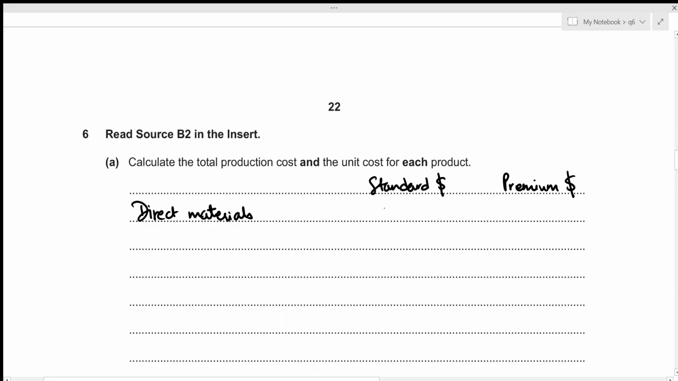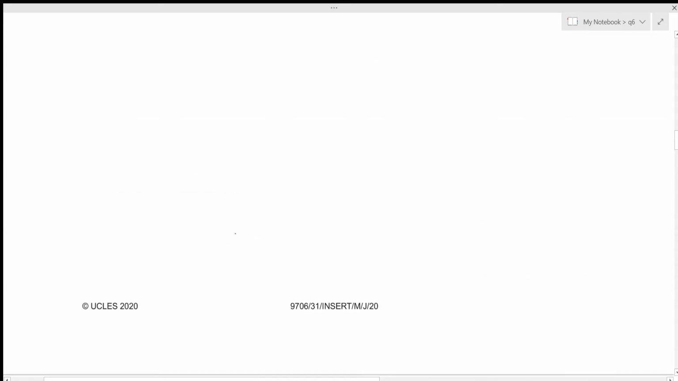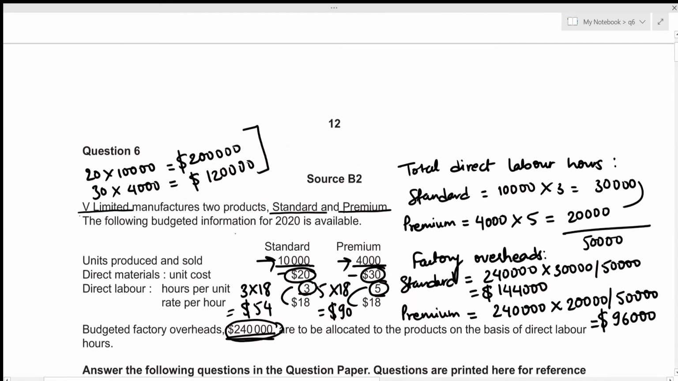So that's 200,000 for standard and 120,000 for premium. Now we can move towards the direct labor costs. Let's have a look above. We know that the direct labor cost per unit is 54 for standard. We require the total direct labor cost for 10,000 units. So that's going to be 54 times 10,000, which results in the value of 540,000. That will be the total direct labor cost for standard.